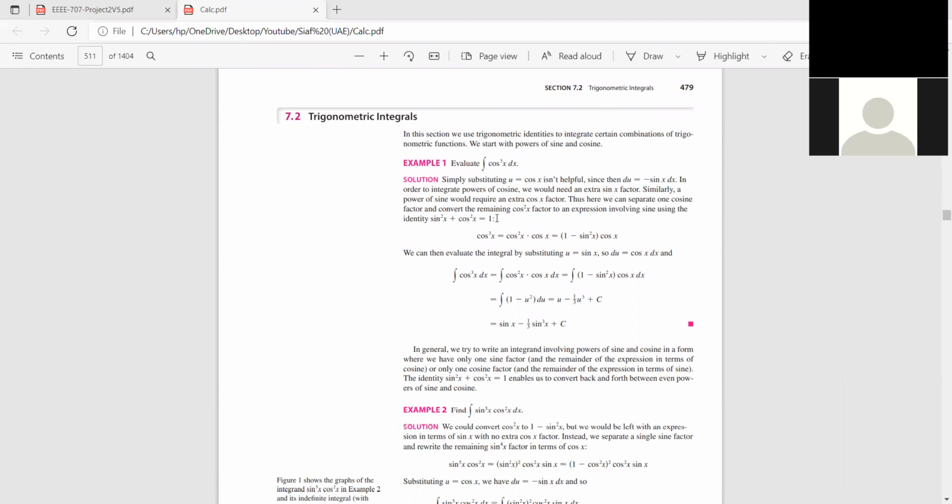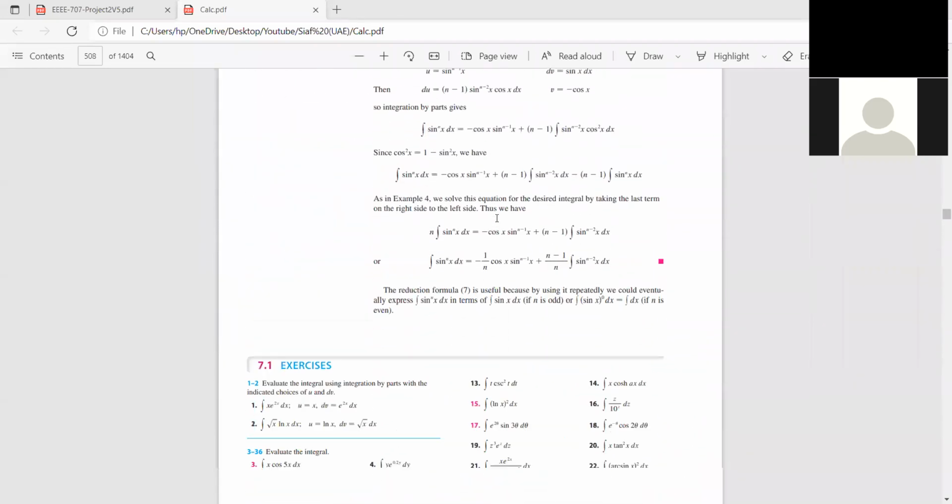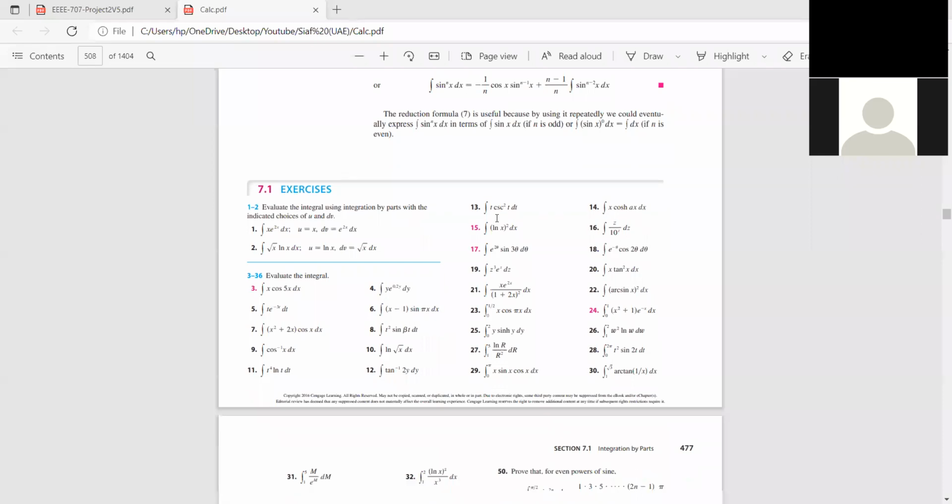Trigonometric integrals we're doing today? Yes. Is integration by parts clear to you? Yeah, by parts is good now. It's okay now for me.